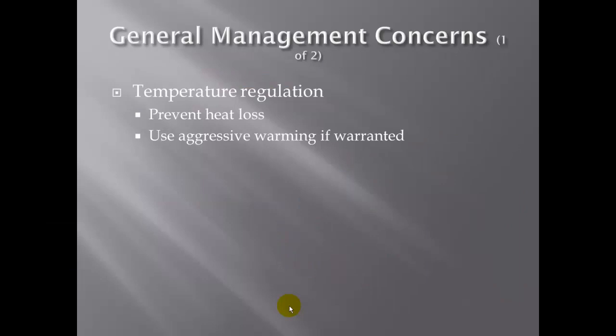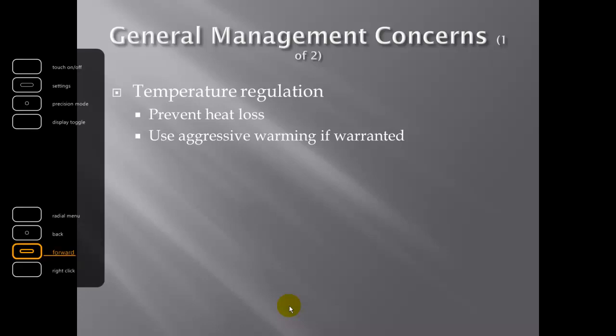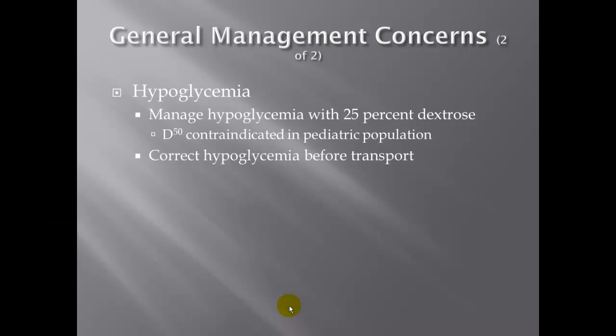General management concerns continued. Thermoregulation. Prevent heat loss. If we do have heat loss, use aggressive warming if it's warranted. We should watch our patient's temperature and keep them normothermic as best we possibly can, to prevent having to correct something that we have done.